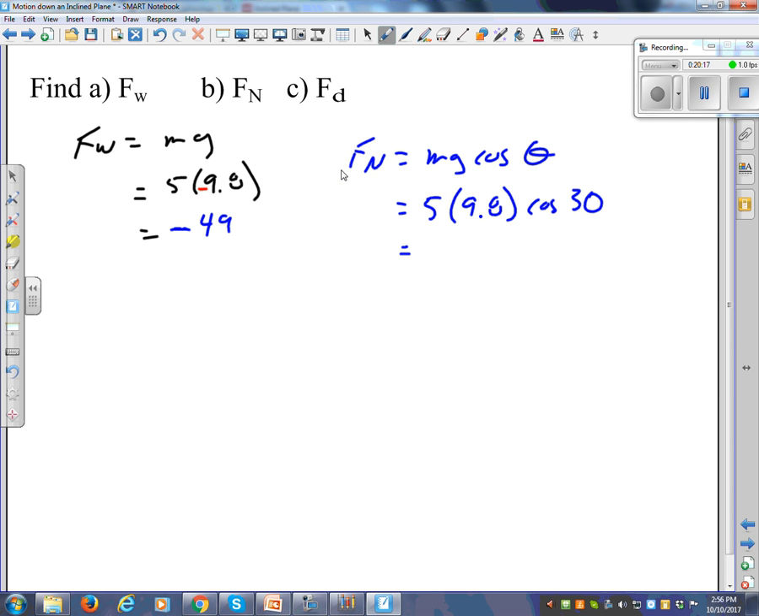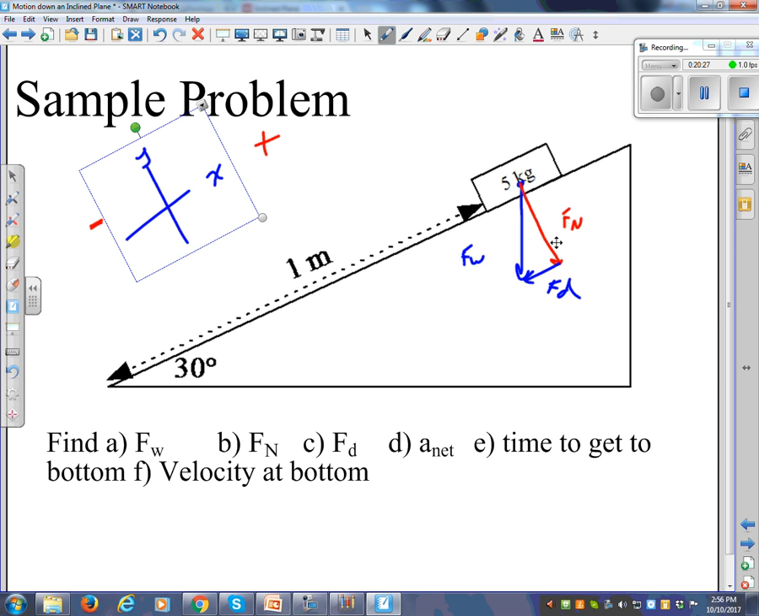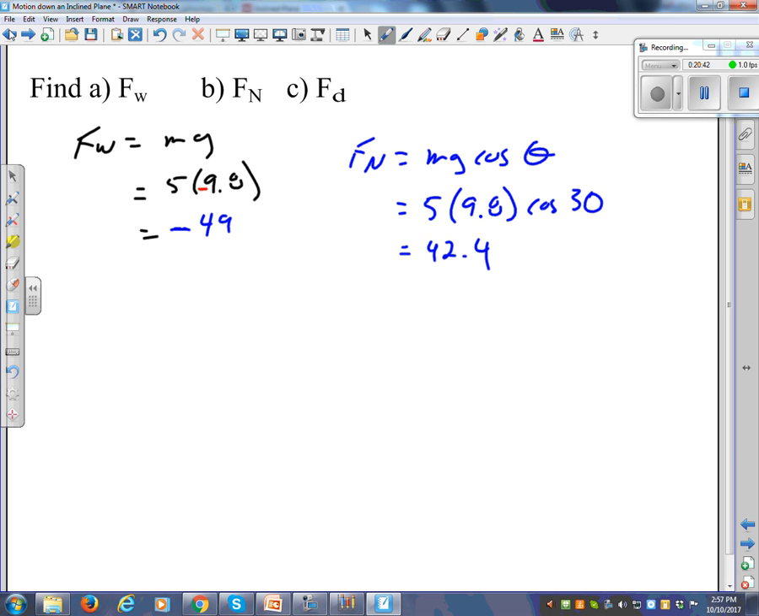So 5 times 9.8 times cosine 30 is 42.4. Okay, now, what direction is the 42.4? Well, let's just keep that in the back of our head. Let's not assign a direction to that. It is in a certain direction, but we can hang on to that for the time being. We've got a picture of it. We know where it's going. If we need it to be positive or negative, then we'll make it so eventually, because positive and negative is just a direction. That's all it is.